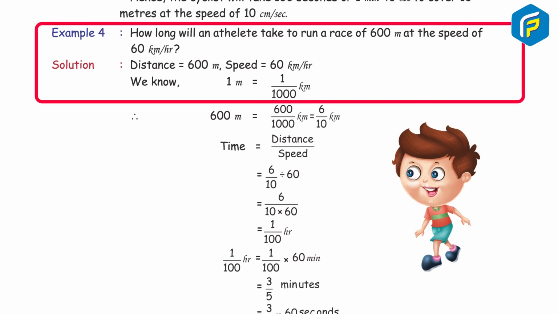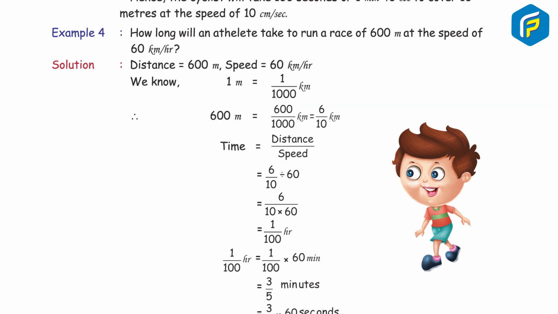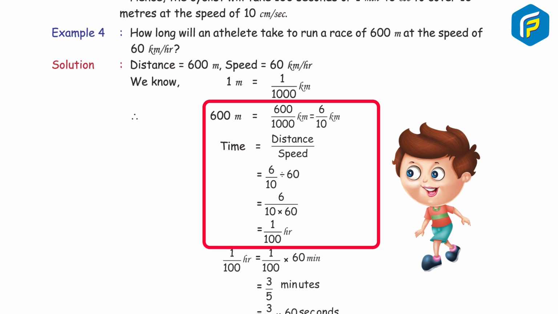Example 4. How long will an athlete take to run a race of 600 meter at a speed of 60 km per hour? Solution. Distance is equal to 600 meter. Speed is equal to 60 km per hour. We know 1 meter is equal to 1 upon 1000 km. 600 meter is equal to 600 upon 1000 km, which is equal to 6 upon 10 km.